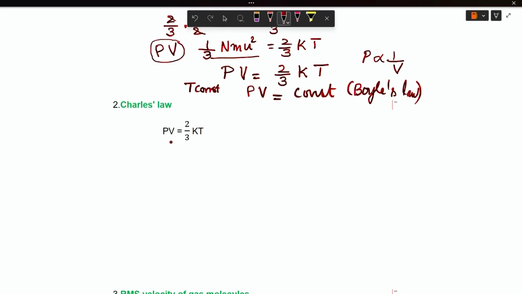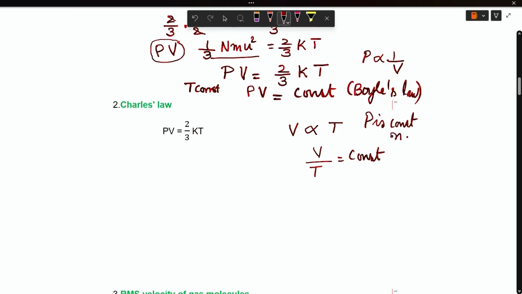Now, as it is done already, I am taking that PV is equal to 2 by 3 kT. For Charles' law, what should be the condition? V is directly proportional to T, or the other way to express it is V by T is a constant. The condition is that pressure and number of moles are constant, or mass is constant.